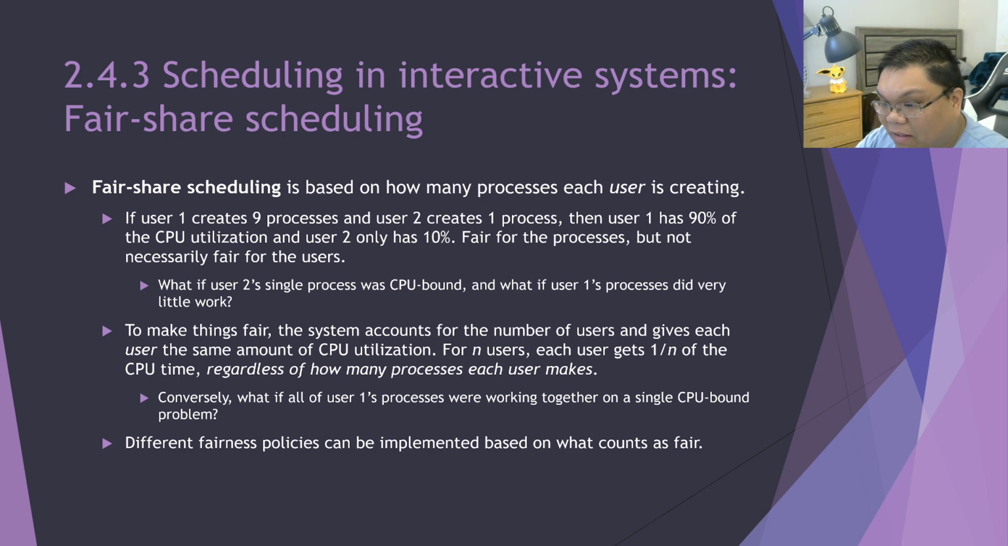If, conversely, user 1's processes were all CPU bound and they were working together to solve one problem, then that wouldn't be fair to user 1. Really, the thing about fair share scheduling is that it depends on what counts as fair, so we can implement different policies based on what constitutes as fair.